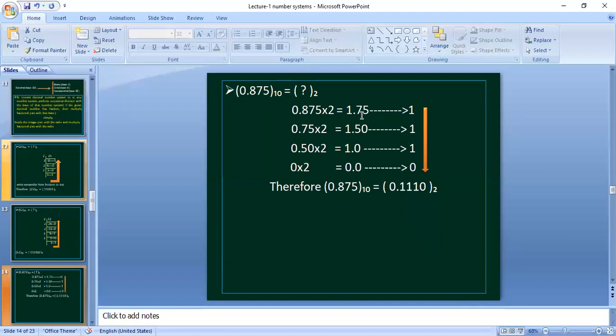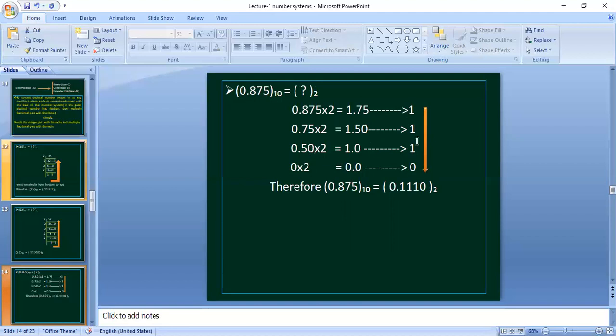So write the integer part at the right side, and then again multiply the fractional part with the destination radix. So 0.75 is the fractional part, and again multiplying this fractional part with 2 is equal to 1.50. What is the integer value here? 1. And again the fractional part is multiplied with 2. What is the integer part here? 1. And the fractional part is 0. So 0 is again multiplied with the destination radix, and we get finally 0.0. What is the integer part here? 0.